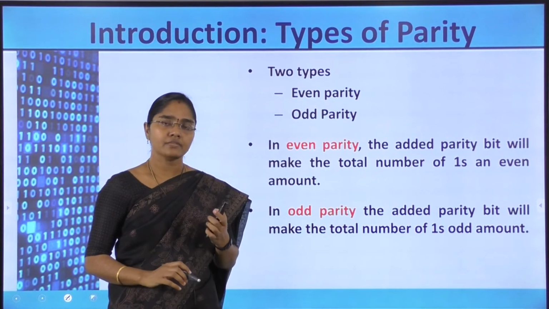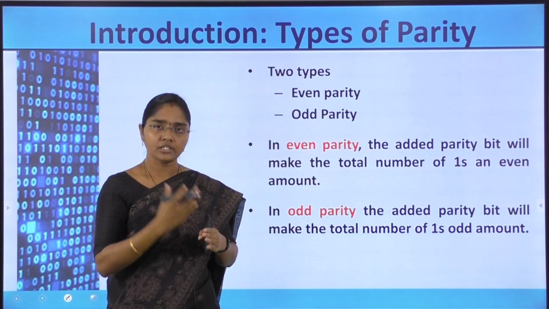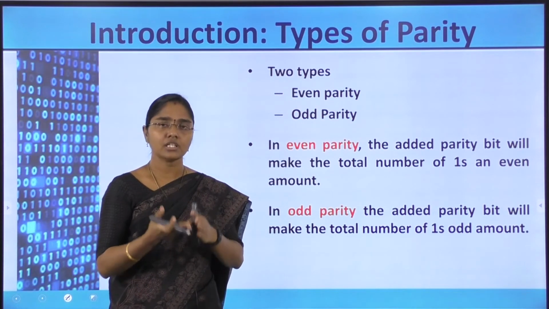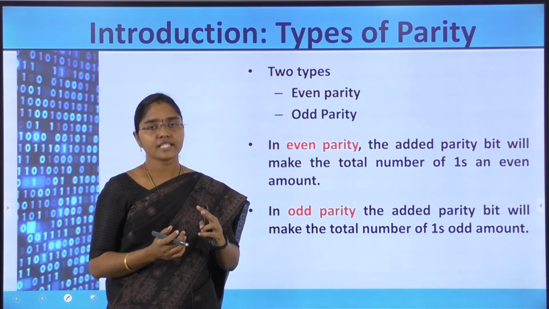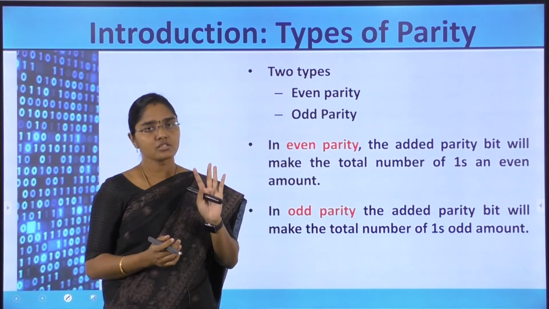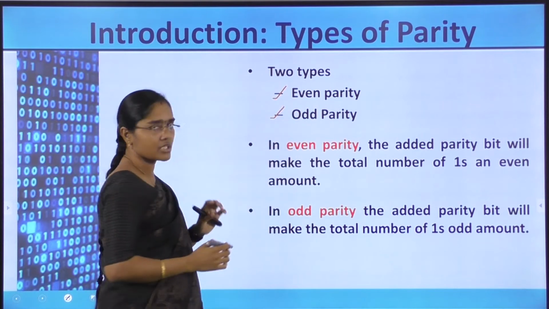So what we said, the parity is nothing but an extra bit that is added to the data to make the number of ones even or odd. Based on that, the parity is classified into two types. One is even parity and the second one is odd parity. So there are two types.